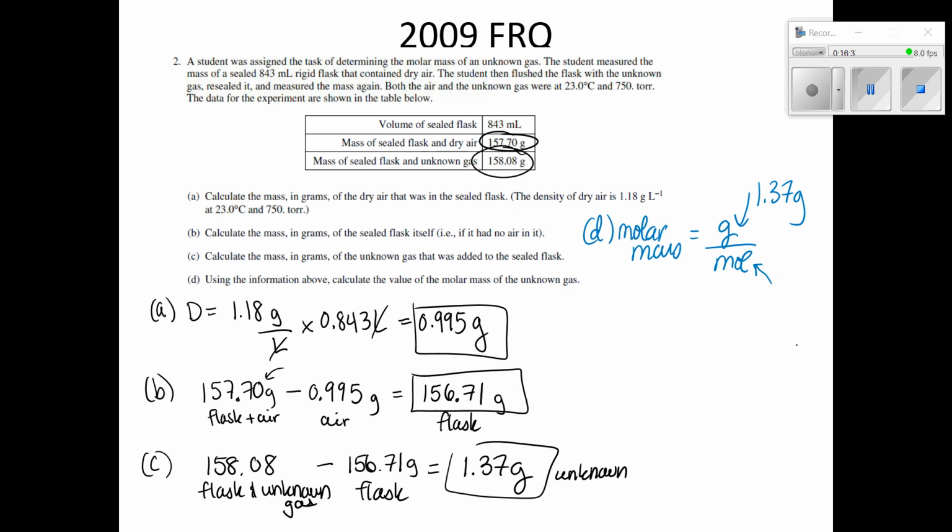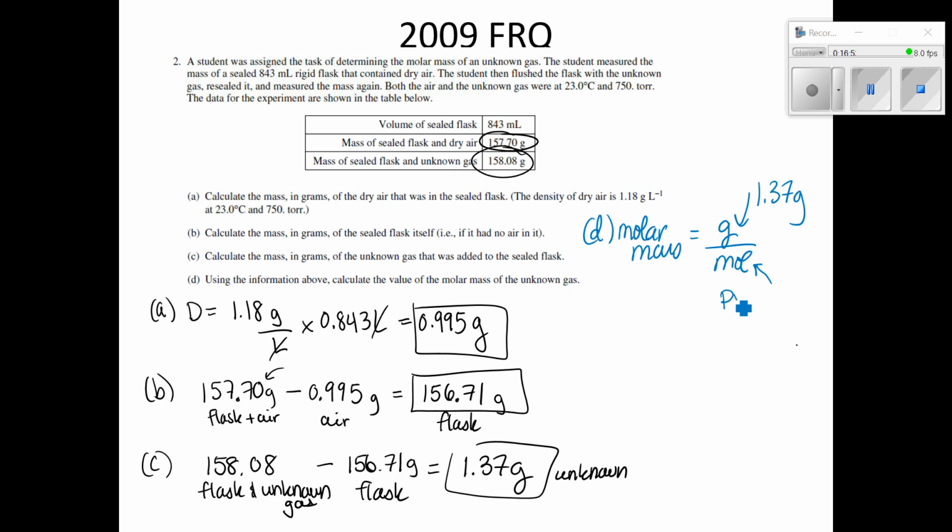And often we will find moles by using the molar mass, right? But we don't know the molar mass, so we can't use molar mass to find moles because that's the whole thing we're trying to find. But since we are dealing with a gas, remember there's another way in which you can find moles.